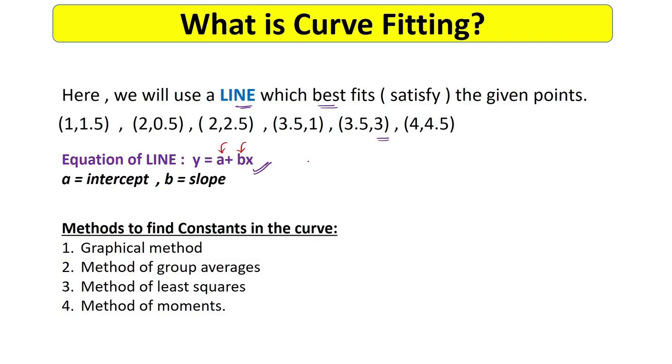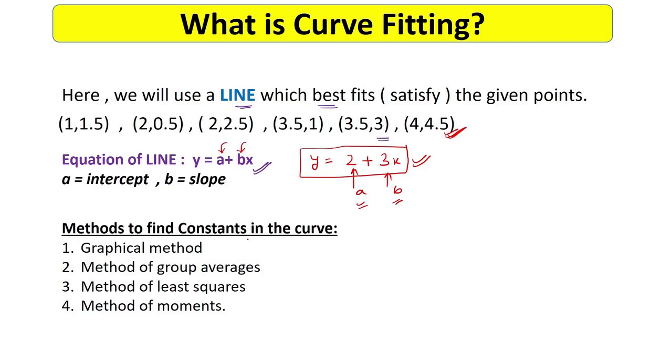We can find this equation when we know a and b, which are constants in this equation of a line. For example, we can get something like y equal to 2 plus 3x as the output or as the curve equation. So this is a and this is b. Our main motive is that we will be given some set of data points and we have to find a and b using these data points so that we can get this equation of the straight line.